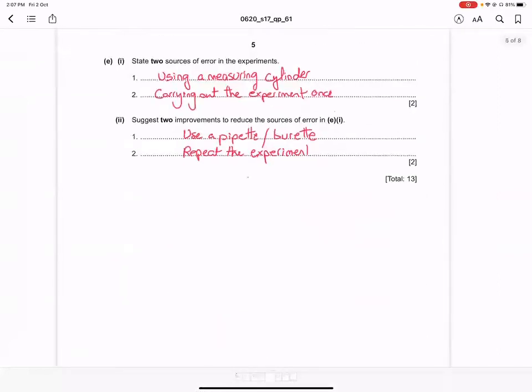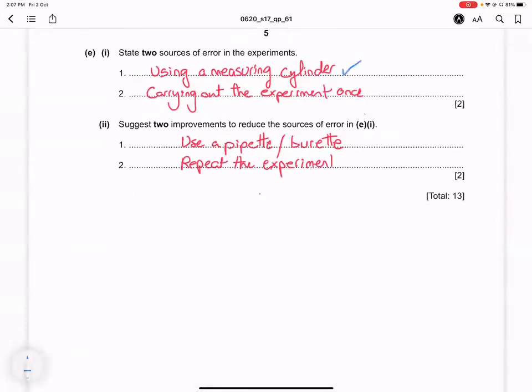State two sources of error in these experiments: using a measuring cylinder, of course, and carrying out the experiment once. When you're doing something titration-like, or when you're doing any experiment, it's generally better to do the experiment several times and take the average of the results in order to minimize the error. So using a measuring cylinder is one of the sources of error. The second one is carrying out the experiment once. The improvement is to use a burette or a pipette instead of a measuring cylinder, and to repeat the experiment instead of doing it once. So if you said using a measuring cylinder, this is the improvement. If you said doing the experiment once, this is its improvement.